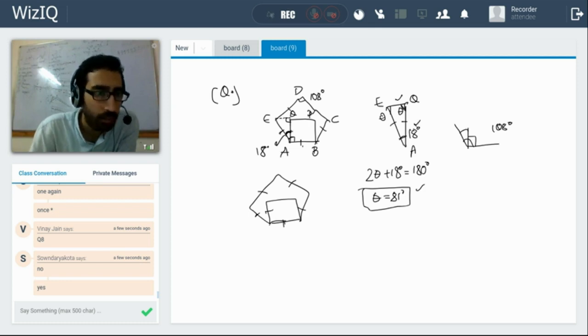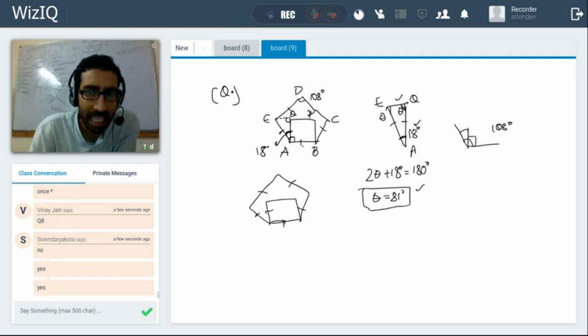Yes. Now is this clear? In triangle AEQ, you have 18 degrees here. Since AE is equal to AQ, the other two will be theta each. They will be equal. That is what you have to calculate, theta, and theta you get as 81. Excellent.